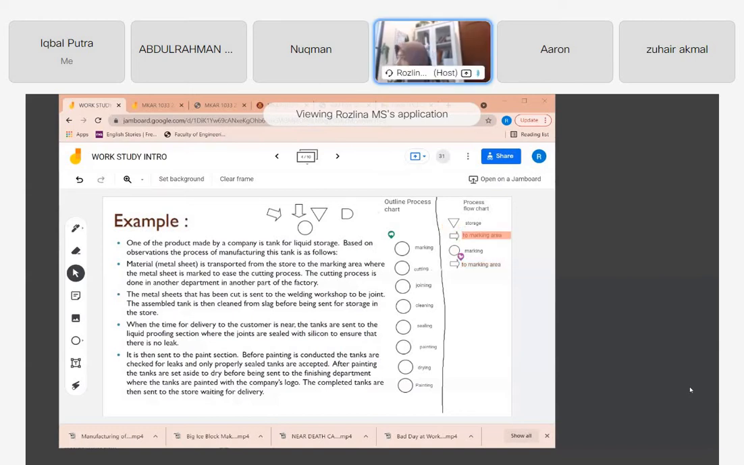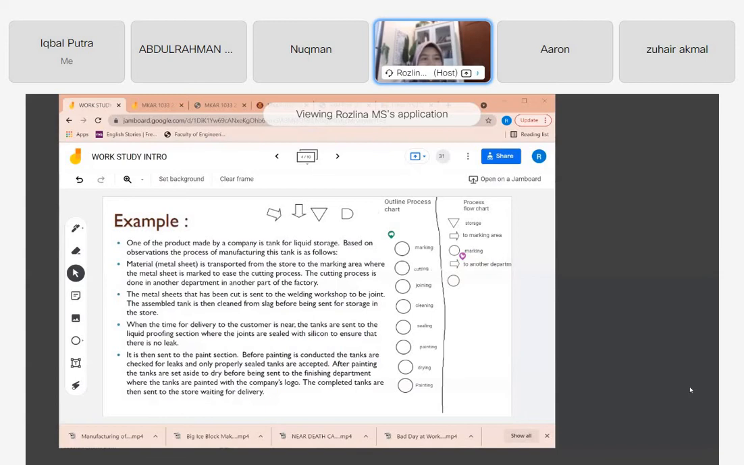You can try. No one will scold you. Just try. Okay, to marking area, then the operation is marking. Marking.